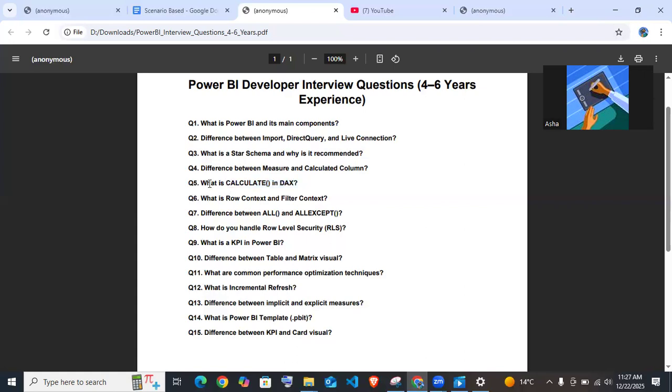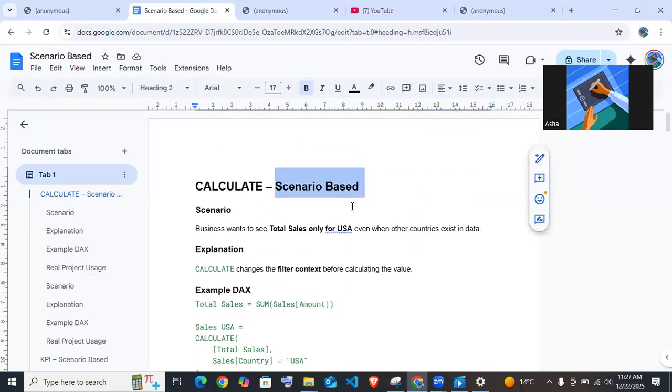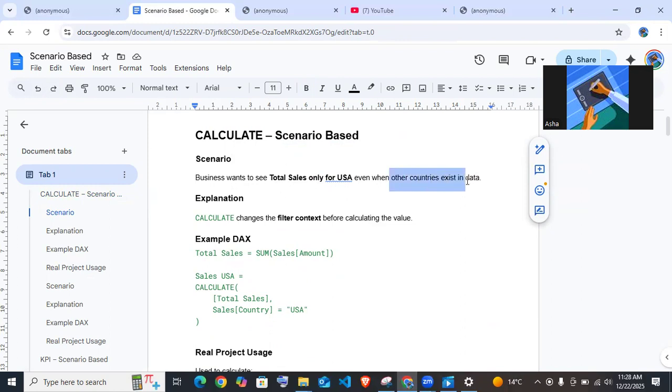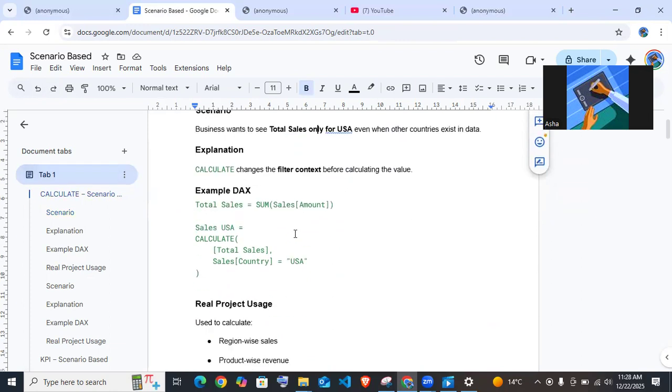Along with that, you can prepare some DAX functions, like easy DAX functions. I also created some documents, I will show you. I have a CALCULATE best scenario, so you can take this example. For example, the business wants to see total sales only for USA. Other countries also exist in the data, right? For example, we have data with different markets, and we are not creating a report for one market only. So if the client wants to see only one state or one market's data, how can we use the CALCULATE function here?